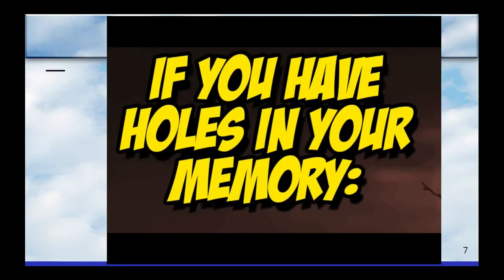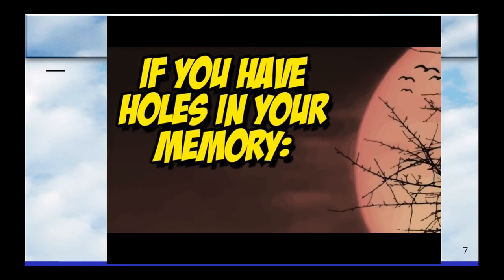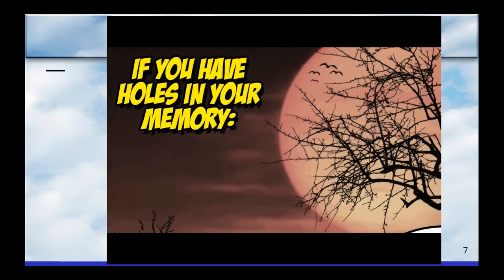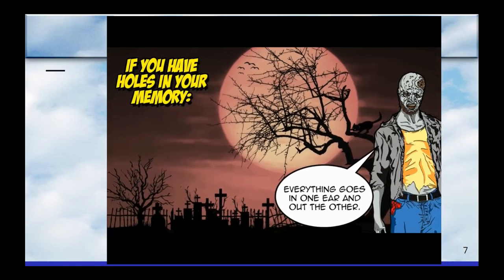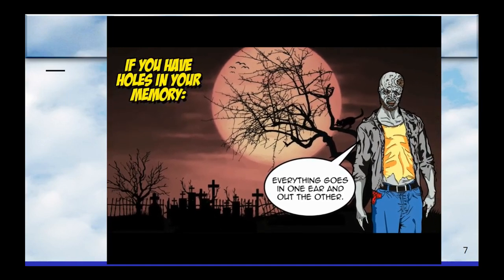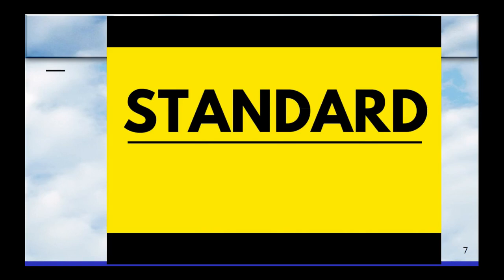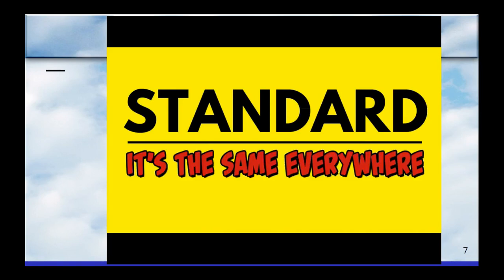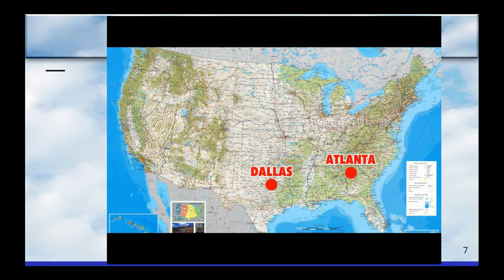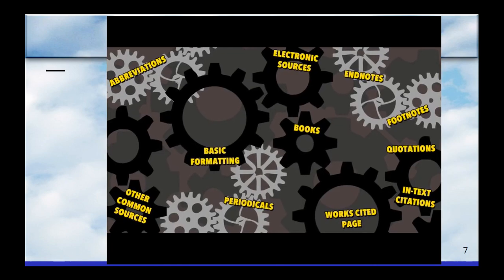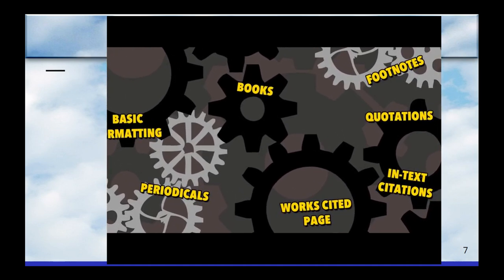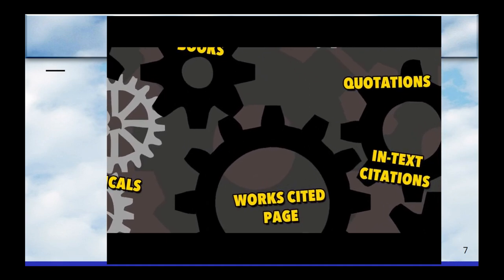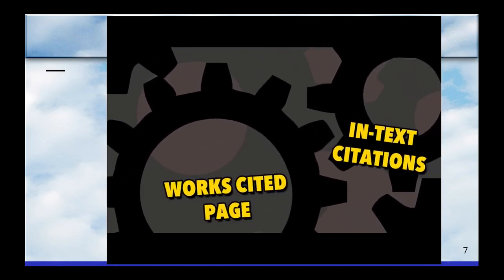One reason that MLA is nice is that it's very easy. You don't have to memorize and remember everything that goes along with it. As long as you know where to find it on the internet, you'll be fine. What's even nicer about MLA is that it's standard. That means that if you do it here in Jim Thorpe, it's still the same in Atlanta, Georgia, Dallas, Texas, or Burbank, California. Now, even though MLA has many different parts to it, we're going to focus on only two parts. The first is a works cited page, and the second is something called in-text citations.